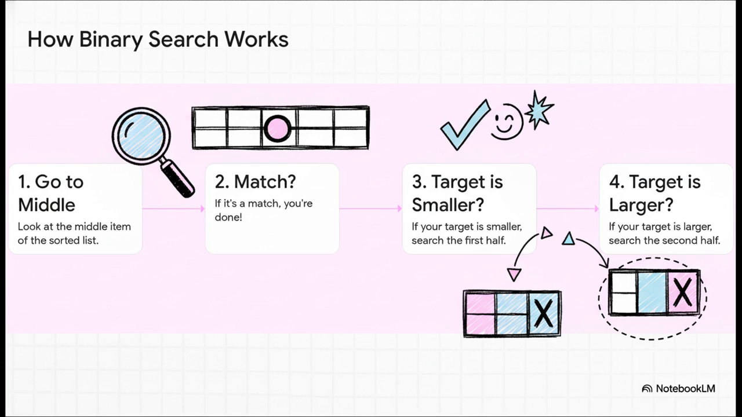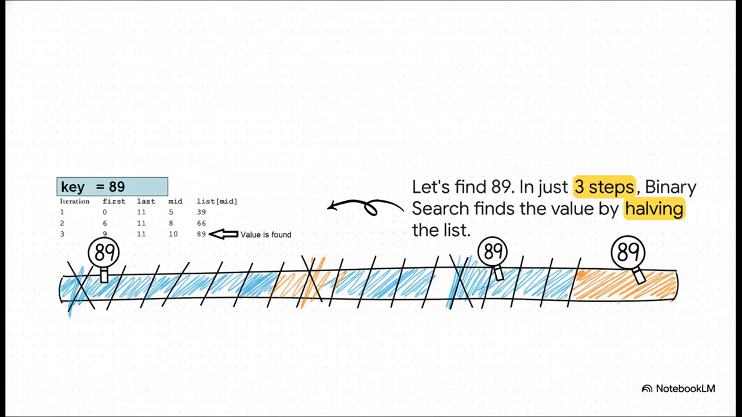You literally just cut your problem in half with a single check. Let's watch it in action. We're on the hunt for the number 89. Okay, first check. We go right to the middle. That's 39. Oops, too small, so we immediately throw away that entire first half.